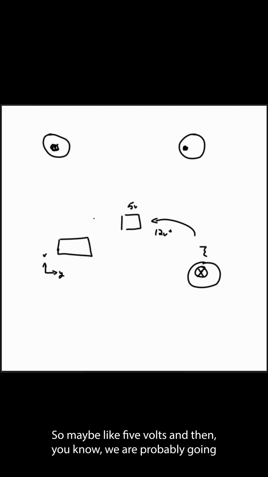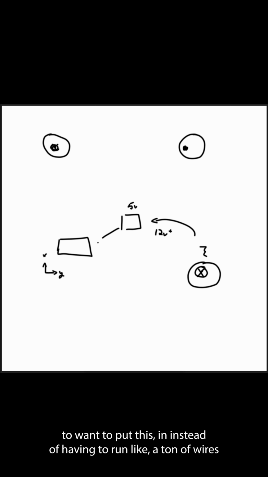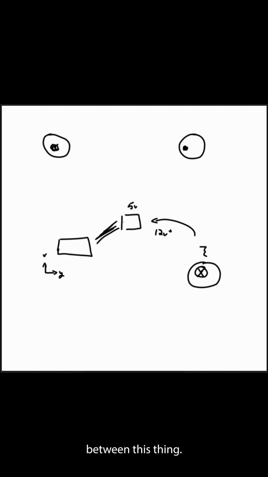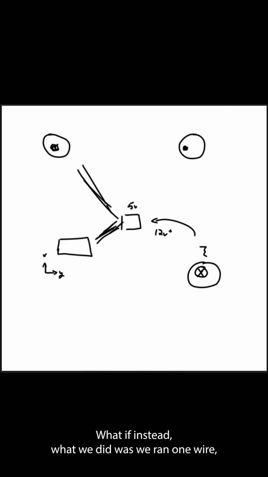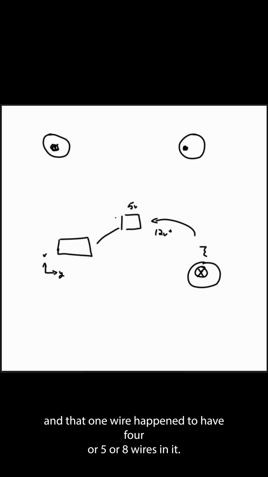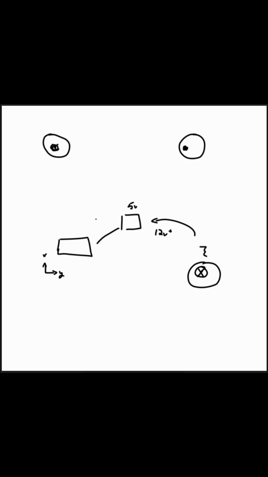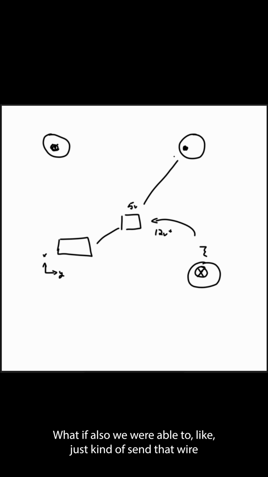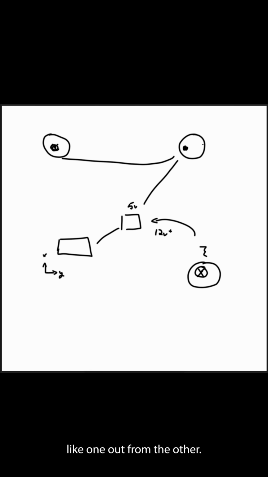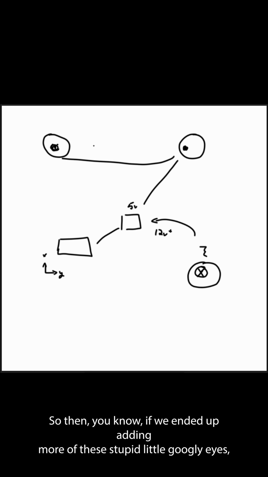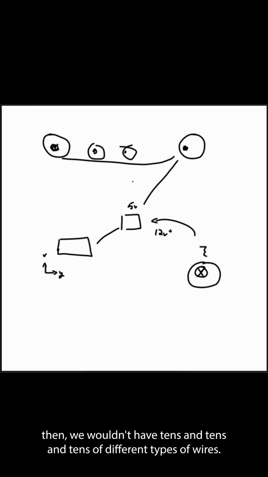And then, instead of having to run a ton of wires between this thing, what if we ran one wire, and that one wire happened to have 4 or 5 or 8 wires in it? Okay, and then what if we were able to send that wire one out from the other? So then, if we ended up adding more of these stupid little googly eyes, we wouldn't have tens and tens and tens of different types of wires.